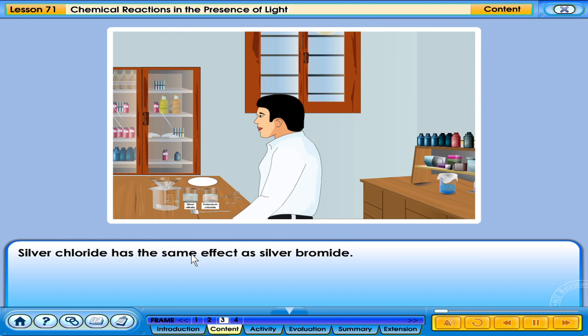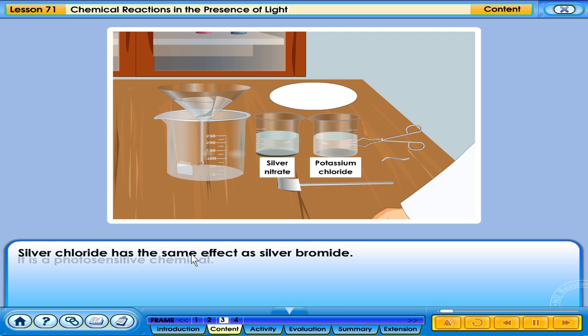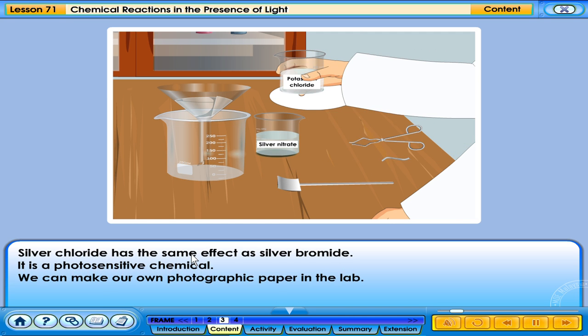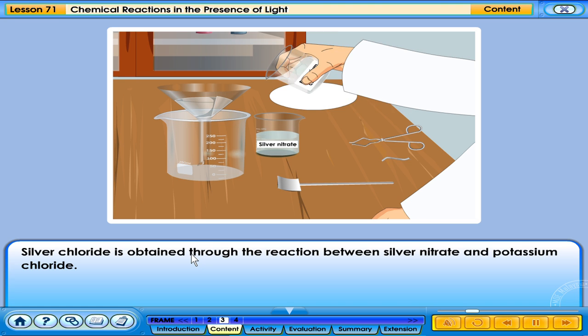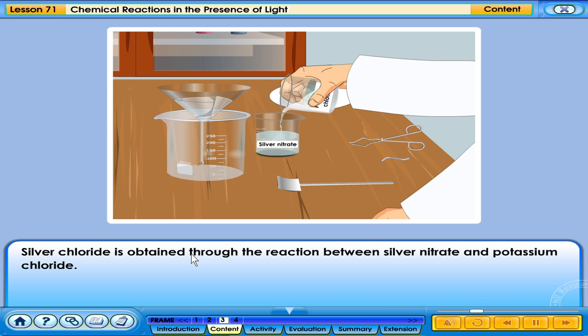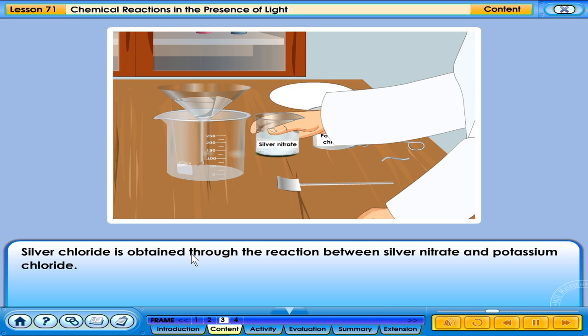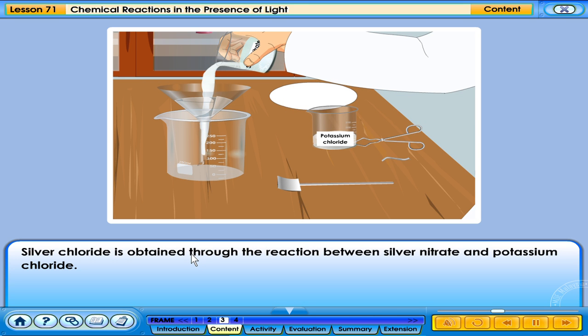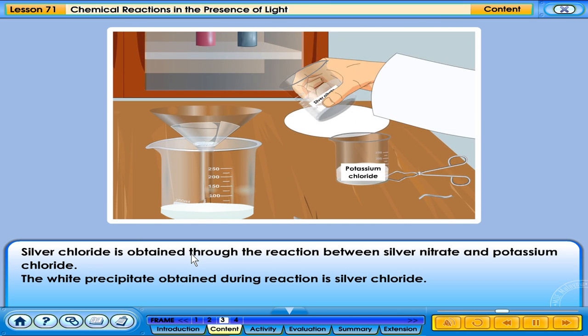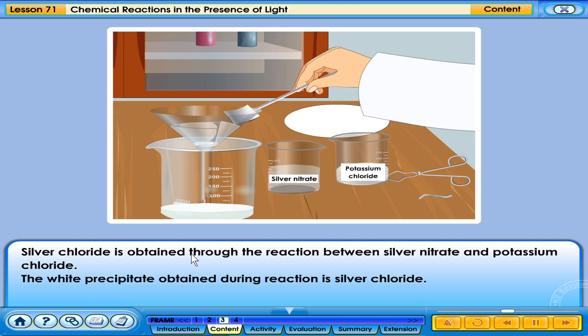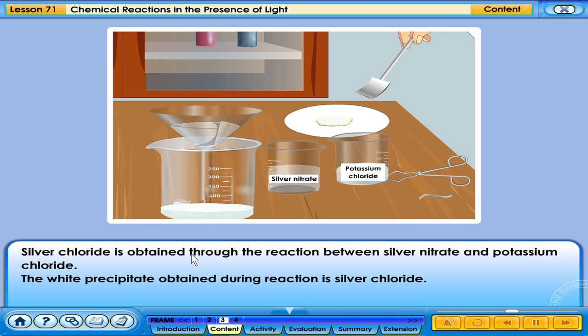Silver chloride has the same effect as silver bromide. It is a photosensitive chemical. We can make our own photographic paper in the lab. Silver chloride is obtained through the reaction between silver nitrate and potassium chloride. The white precipitate obtained during reaction is silver chloride.